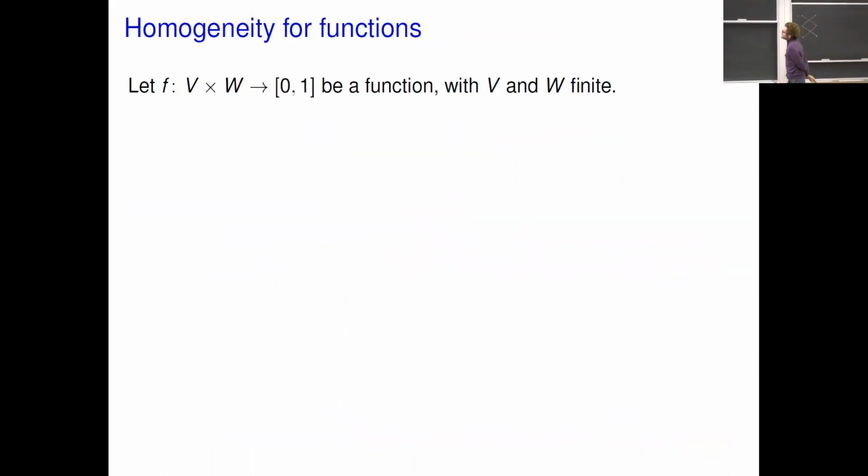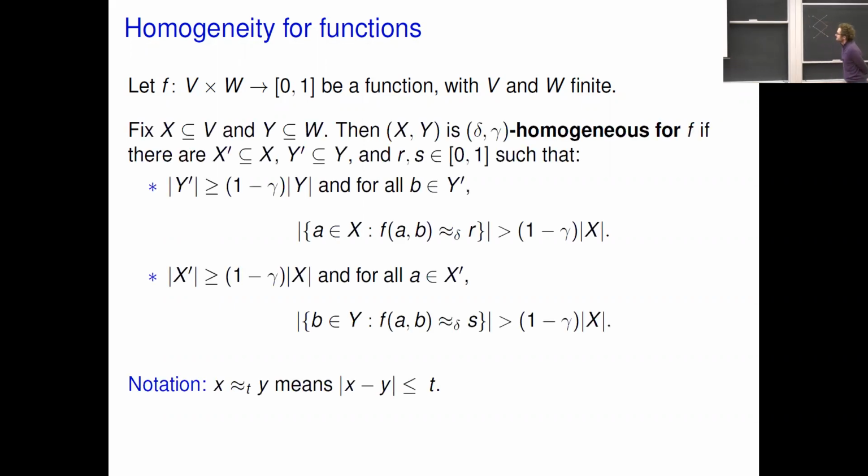Okay, so let f from V cross W to 0, 1 be a function with V and W finite sets. I apologize, it's a little bit arbitrary, but I'm going to focus on 0, 1 valued functions for the rest of the talk. I think psychologically that's easier for people because continuous logic is often done that way. But really just a bounded interval is the only important thing. Okay, so this is the definition of what's called a homogeneous pair using a function.